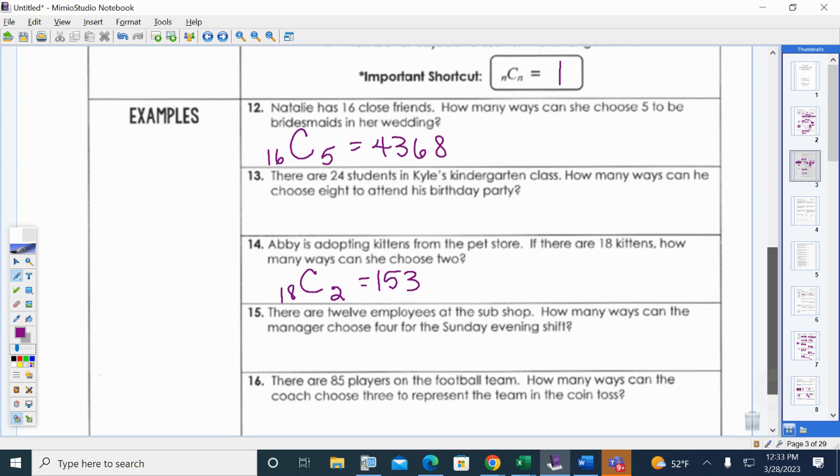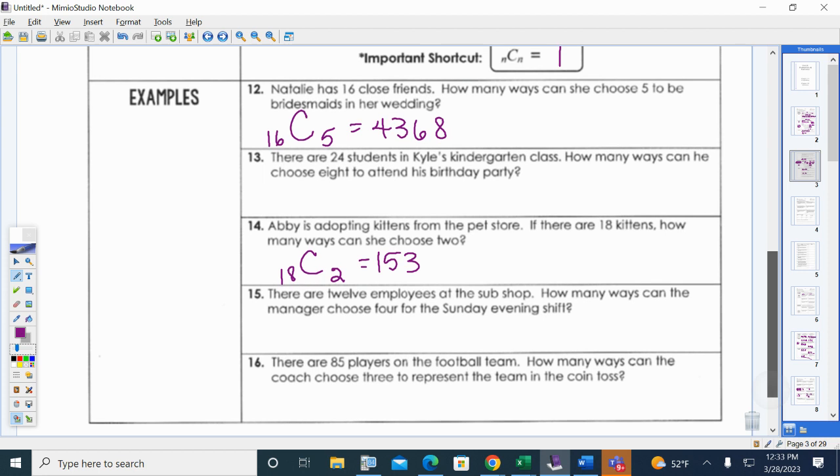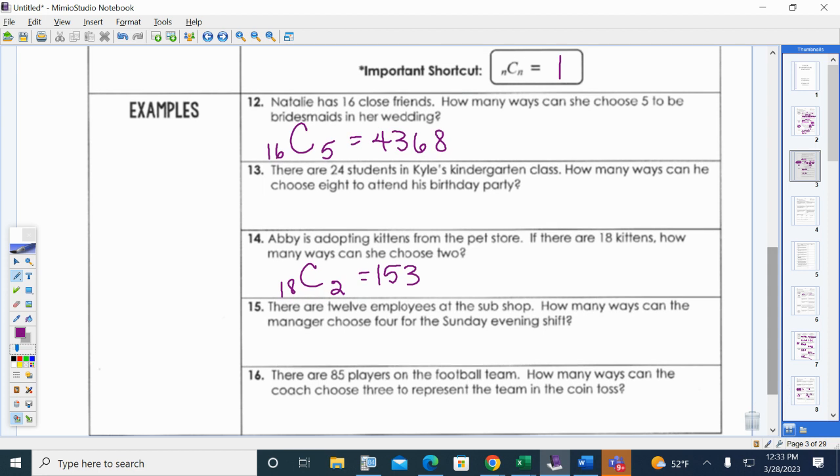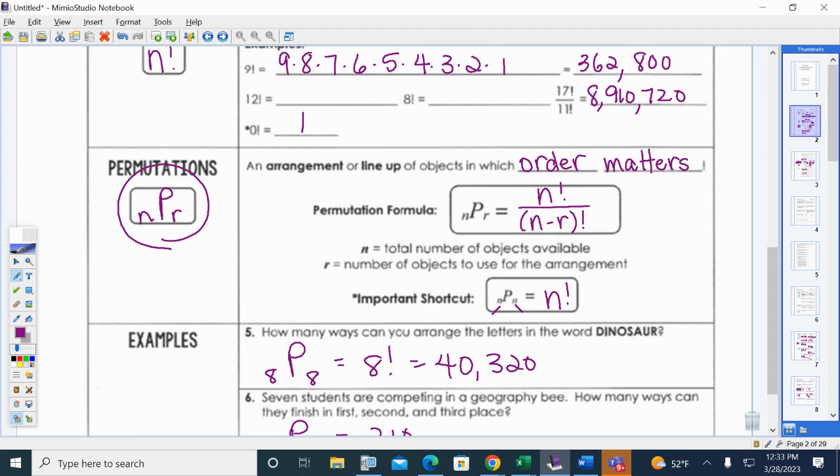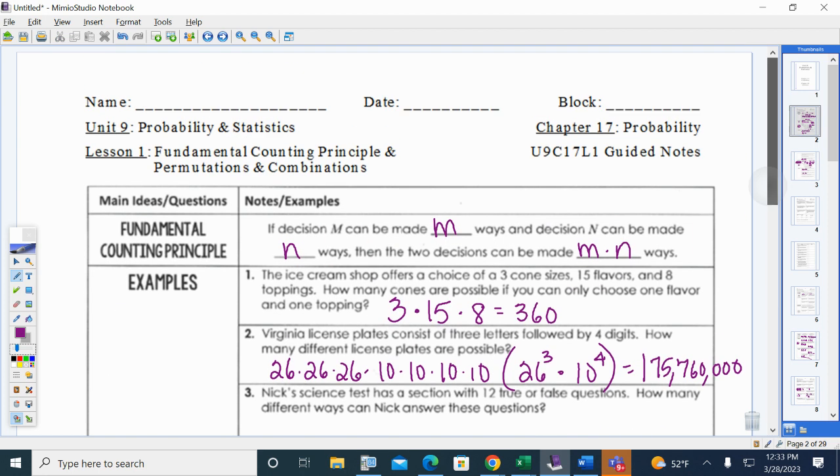So read through each of these scenarios. Again, try to think about why each one would be a combination and not a permutation. Remember that in permutations, the order in which you are selecting, the way you're putting things together, matters. And in a combination, order does not matter. So there's your video on fundamental counting principle and permutations and combinations.